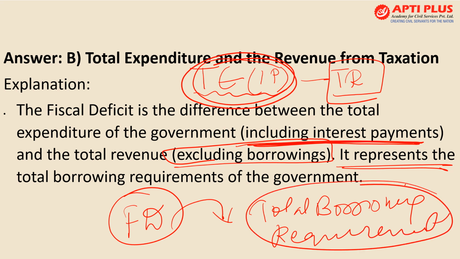तो फिस्कल डेफिसिट क्या है? सरकार का कितना नेगेटिव में सरकार चल रही है, जितना नेगेटिव में चलेगी उसको पॉजिटिव करने के लिए सरकार को बाहर से पैसा लाना पड़ेगा। तो फिस्कल डेफिसिट रिप्रेजेंट्स योर टोटल borrowing requirements also.